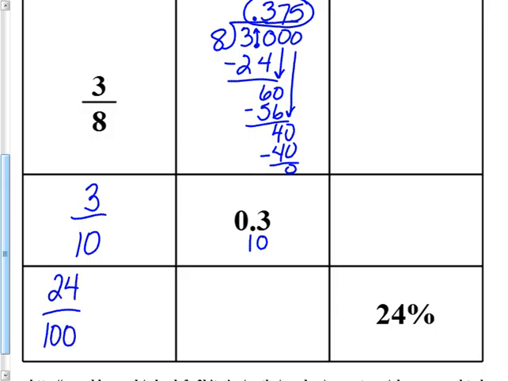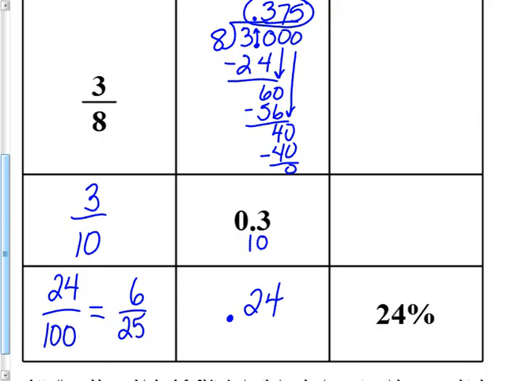Now, I would want to simplify that, but before I do, it becomes really easy then to write the decimal form, 24 out of 100 or 24 hundredths. When I come back to the 24 hundredths as a fraction, I see that I can simplify that as 6/25.